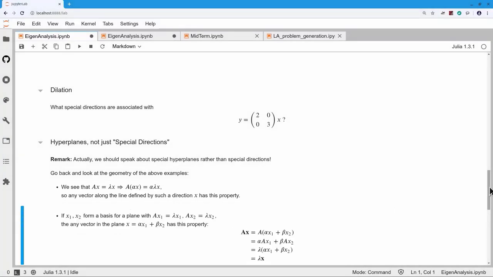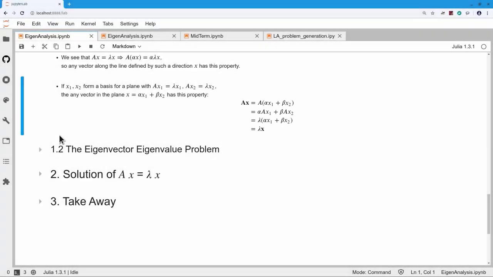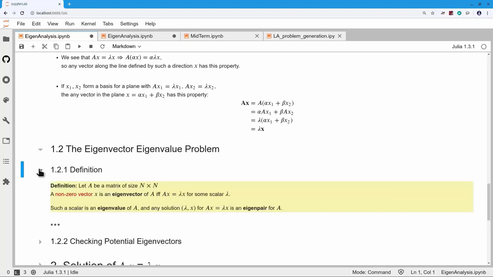Similarly, if I talk about two vectors that happen to have that property, x1 and x2, two vectors that have this property that Ax1 is equal to lambda x1, Ax2 is equal to lambda x2 for that same value lambda, for that same constant, I have the property that any linear combination of those two vectors, therefore any vector in the hyperplane defined by their span, has the property that A times that vector is equal to that constant times that vector. So Ax equals lambda x is a problem that has interesting solutions. That leads us to a definition.